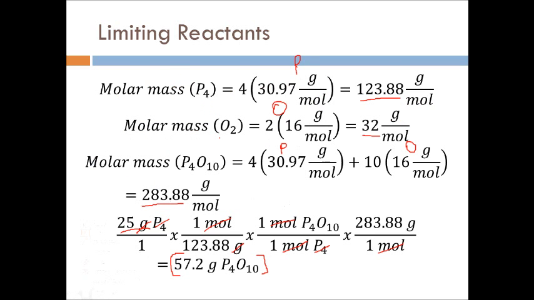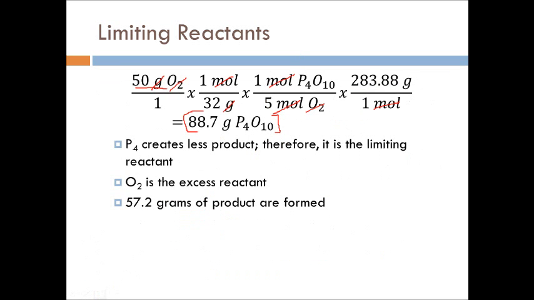Now, if you look at the two, the numbers we have to compare are 57.2 and 88.7. Well, obviously this one's smaller. So therefore this is P4, this is O2. Our P4 here is going to be our limiting reactant. It creates less product, so it is a limiting reactant. It's going to limit how much product we can make. By default, O2 is our excess, all right?